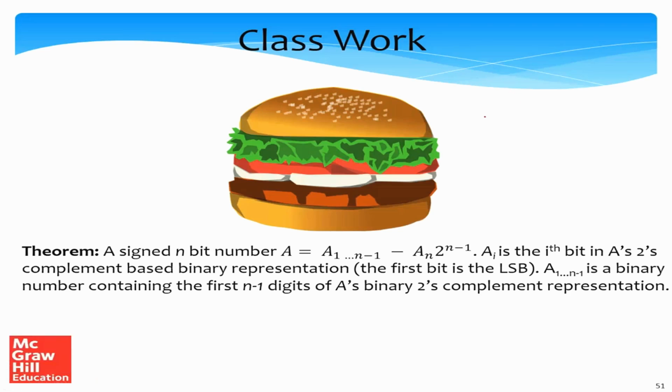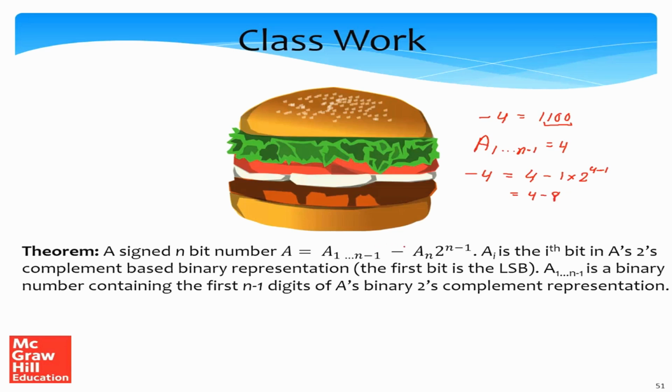So let's consider minus 4. So minus 4 is actually plus 12. As per this theorem, A1 to n minus 1 is this number here, 100, which is plus 4. And so essentially minus 4 is equal to 4 minus 1 times, we are considering n as 4, a 4-bit number system, which is 4 minus 8.